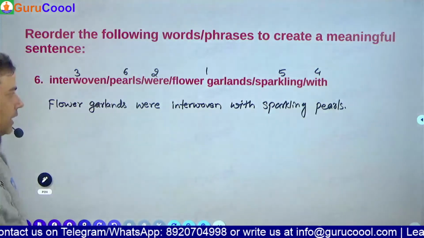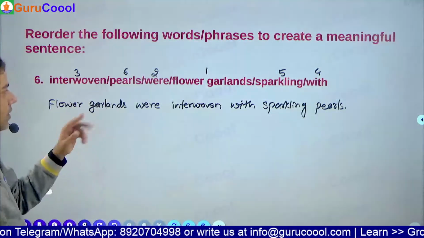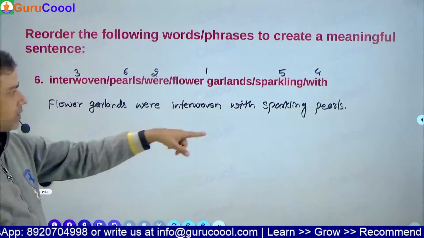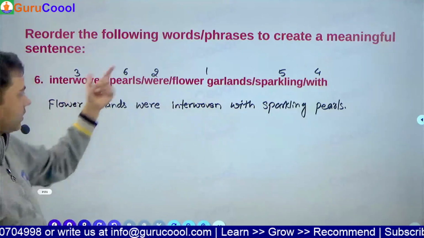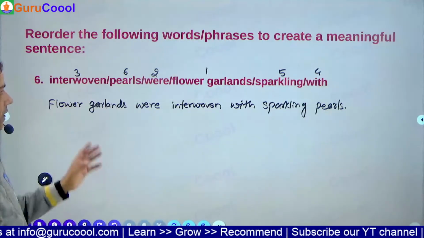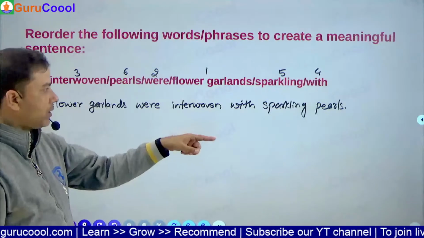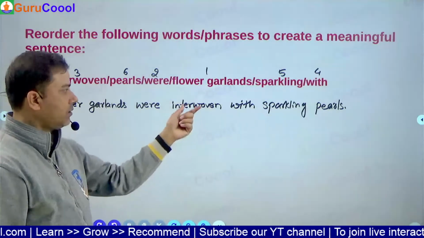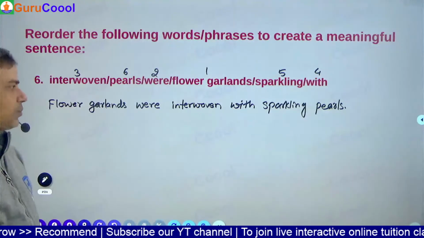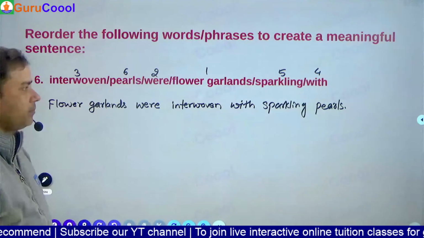But if you want, you can interchange the last word and the first word. You can write pearls first, and flower garlands will come later at last, and the sentence will look like: pearls were interwoven with flower garlands. That is another choice, but I think this is better than that.